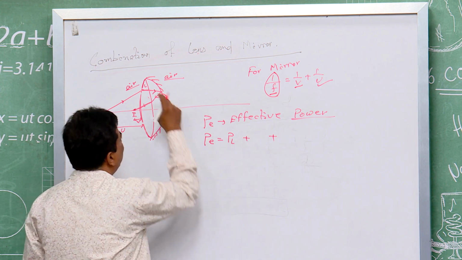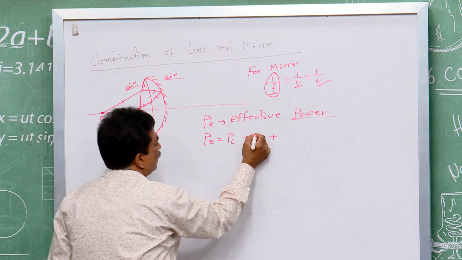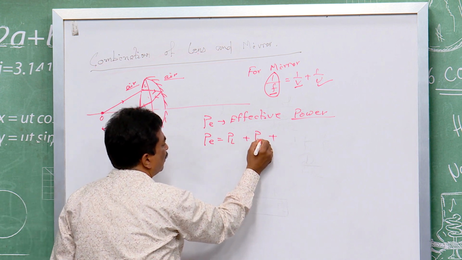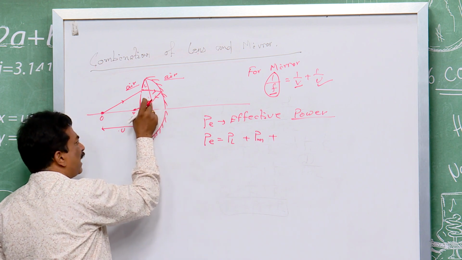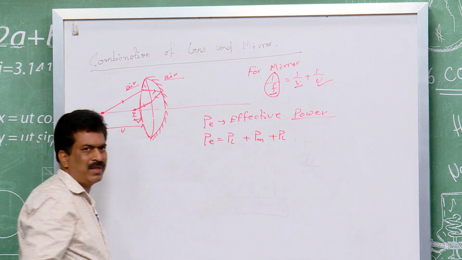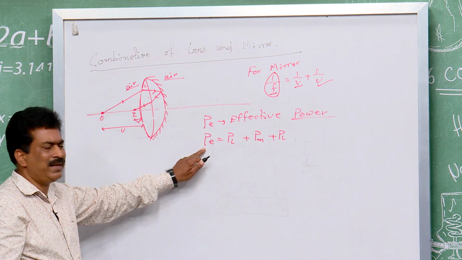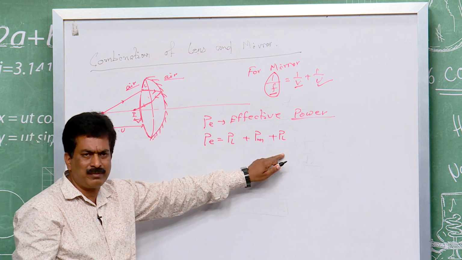The second one, due to this mirror, gives you the reflection. So that is equal to the power of the mirror, PM. And lastly, it again goes through the lens, so the power of the lens. So the required formula is PE equals PL plus PM plus PL. Are you clear, my students?